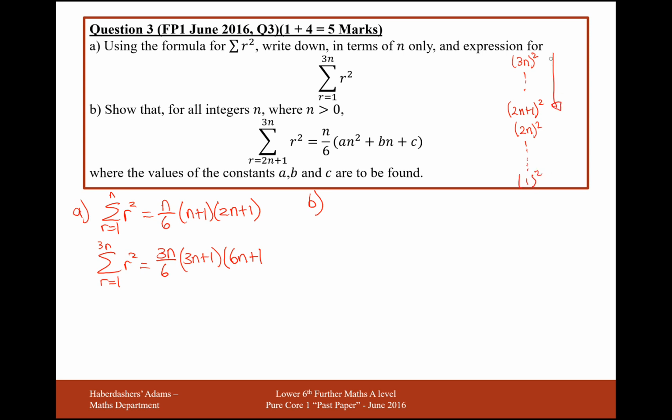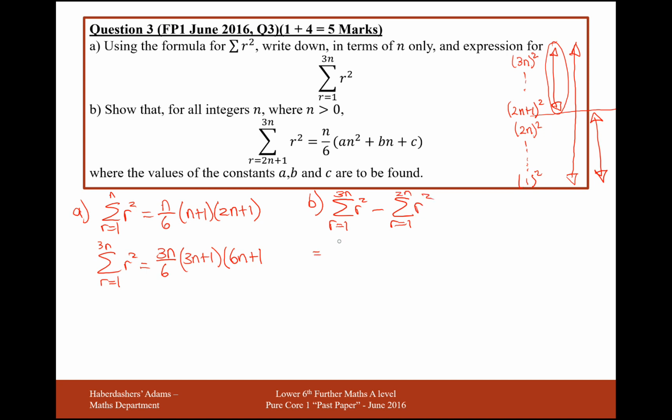So I just want this bit here, but I only know a way of calculating the formula from 1 upwards. So what I do is I work out the total sum from 1 up to 3n of r squared, and I take away the sum from 1 up to 2n of r squared. You can see that that will just leave me with the sum that I'm looking for. So this expression is going to equal the sum from 1 up to 3n of r squared, take away the sum from 1 up to 2n of r squared.